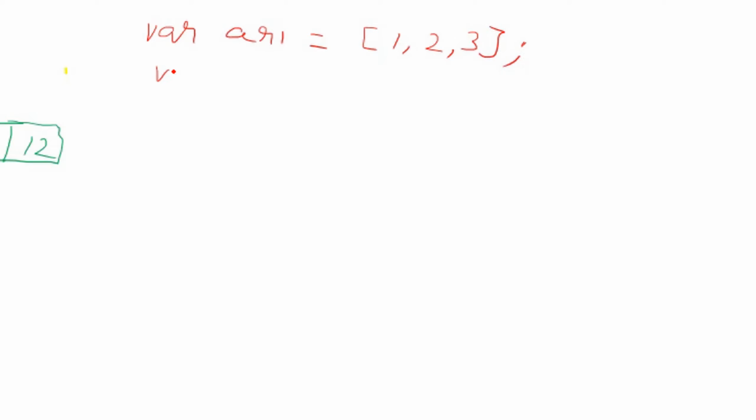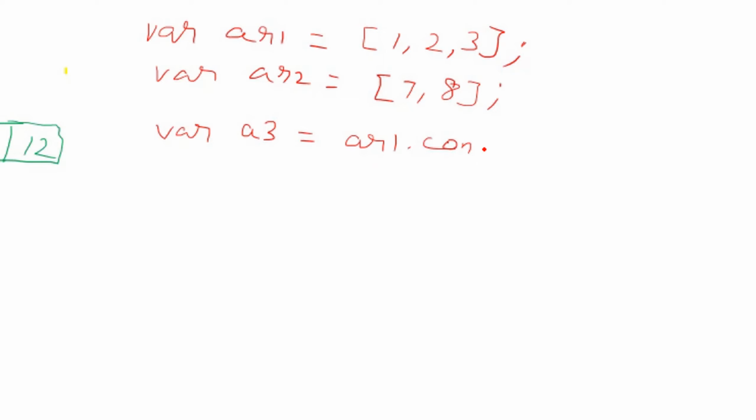Then we have one more array. Now we can make a call to concat. For example, the concat will return the joined array. So that's used to join two arrays. Here we are making a call to ar1.concat, then we pass ar2.